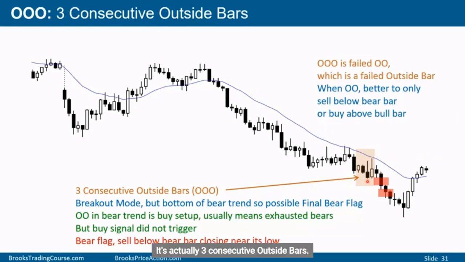It's actually 3 consecutive outside bars. This bar is a small outside bar. Here's a second, and here's a third.